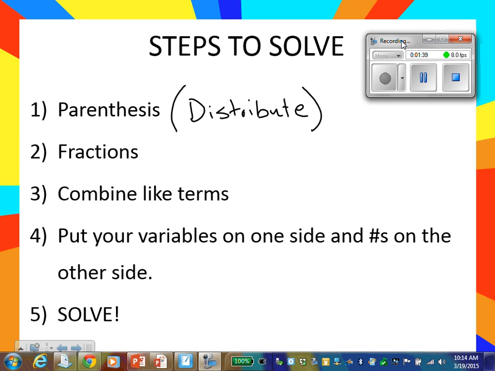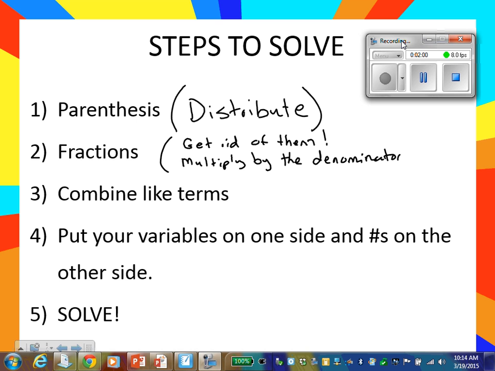Step 2, fractions. What do I mean by fractions? If we have fractions, get rid of them. How? By multiplying by the denominator. Any questions on that? So step 1, if you have parentheses, you are going to distribute. Step 2, you're going to get rid of your fractions. You're going to multiply by the denominator.